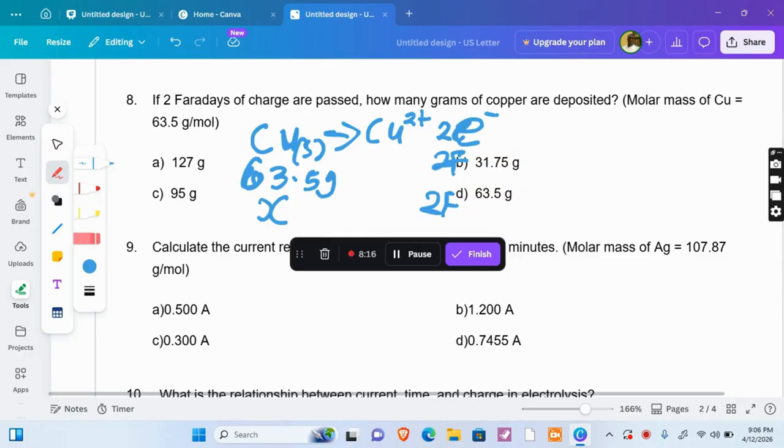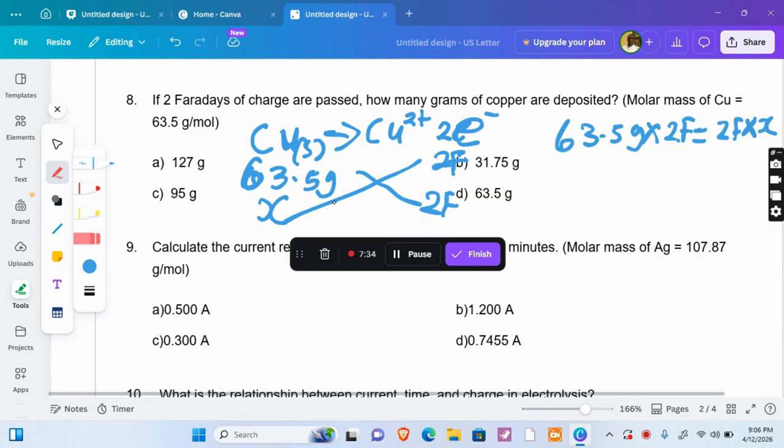But in the question, they're asking us for 2 farads. So I will come to this farad side and put 2. Then on the mass side, we don't know. So we cross multiply like this. We'll say, okay, 63.5 grams times 2 farads is equal to 2 farads times x. So we're looking for x.